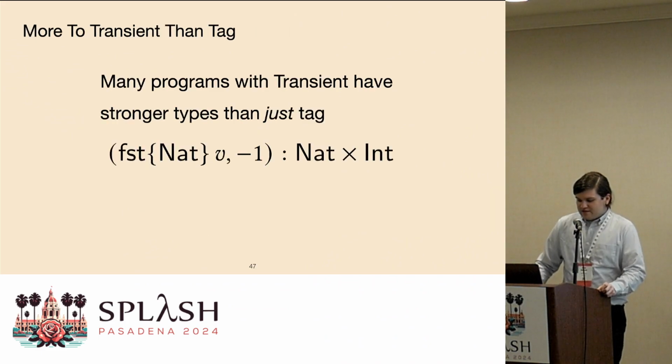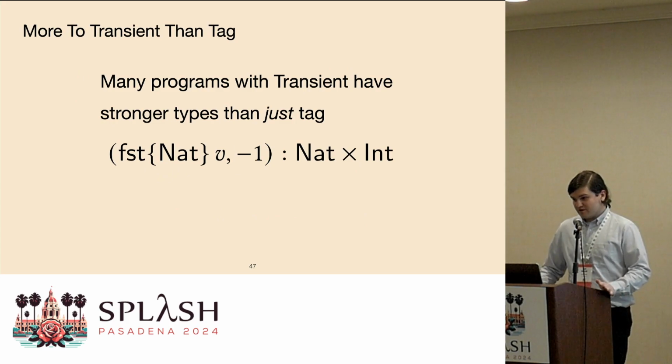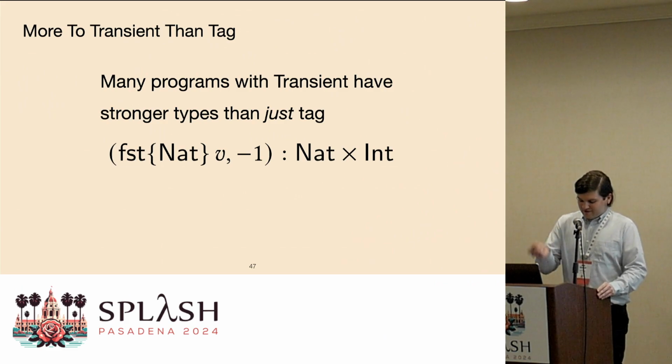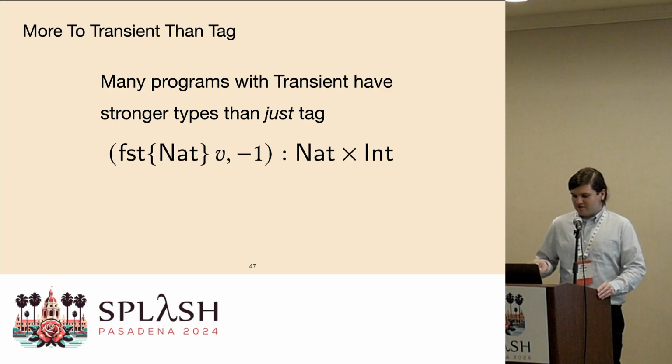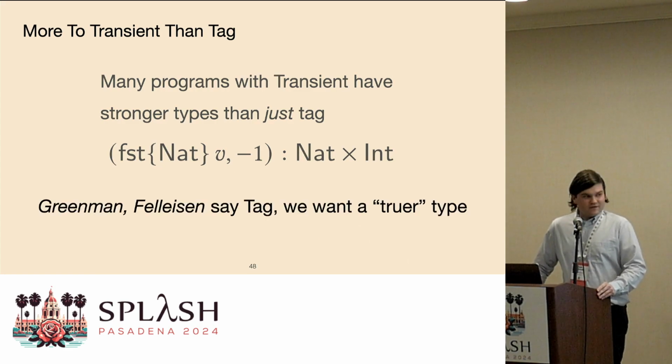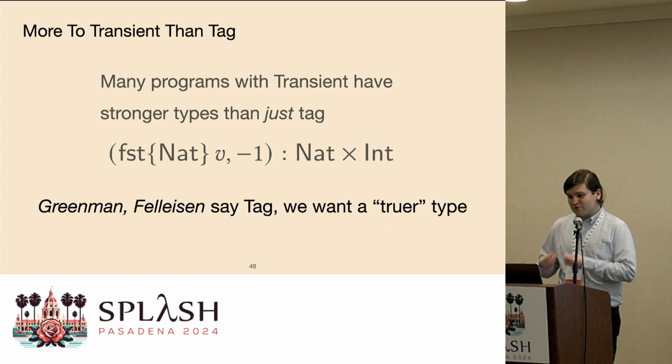So using this kind of idea, we can actually show that many programs under transient have much stronger types than just the tag. So for example, in this program, it's not just a pair, it is a pair of actual nat and int, because we can just examine in the first case that the only way this can run to something that's not an error is if it's a nat. And in the second case, it's definitely an int. Doesn't matter how many checks go. So Greenman-Felleisen said, OK, transient satisfies tag, but we want something truer to the behavior of transient.